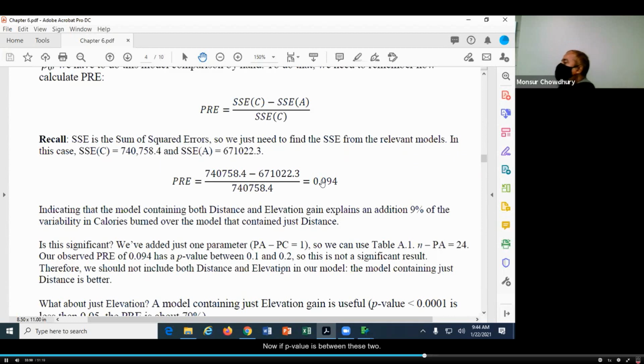Now, if the p-value is between these two, this p-value is not small. So our result is not significant. Is that clear? So we should not include both distance and elevation in our model. The model just containing the distance is better. So we are not going to reject our compact model. Any questions?